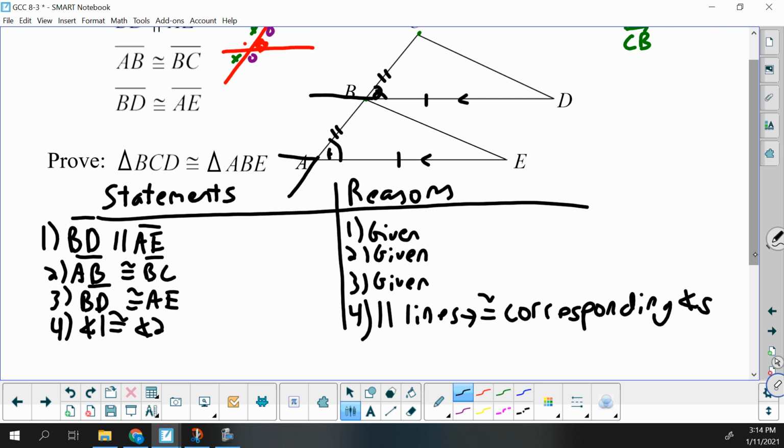So we'll mark those in our picture. And notice now we have an angle between two sets of sides. So we can do side angle side is congruent to side angle side, with our statement being that our two triangles are congruent.